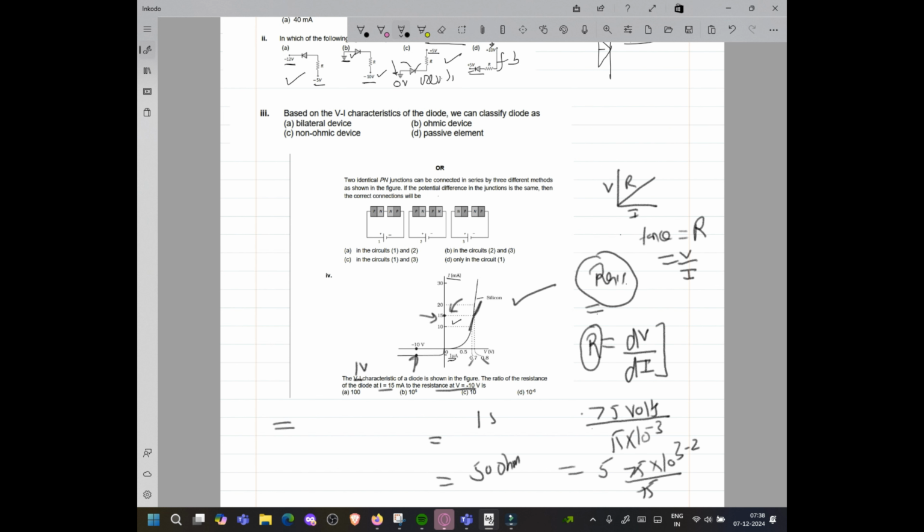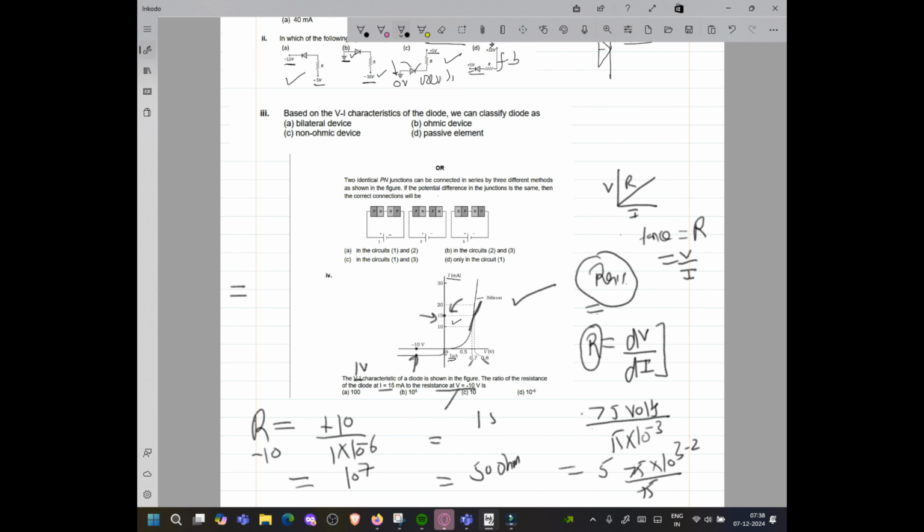The instantaneous value is again dV by dI, which is the resistance at minus 10 volt, right? We have to find it here. So this is minus 10 divided by 1 into 10 raised to power minus 6. This is a slope, right? So this is 10 raised to power 7 ohms. You have to find the ratio.